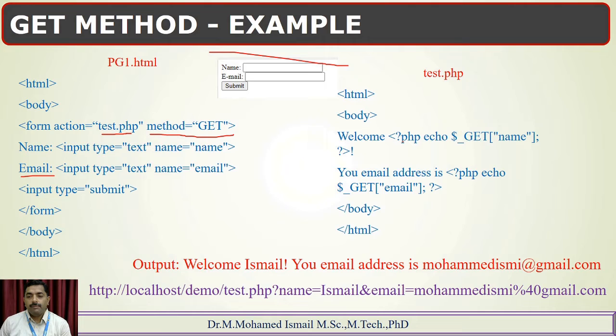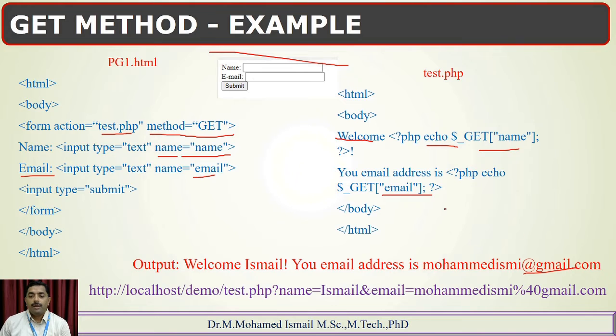Welcome, PHP, I'm just printing using echo. Using the get method, I am printing the name, which should be mentioned here, and the email, this email. When I run this PHP program through localhost, the output will be welcome. Suppose I'm entering my name Ismail, and my email address is some email address, whatever I entered, it will display here.